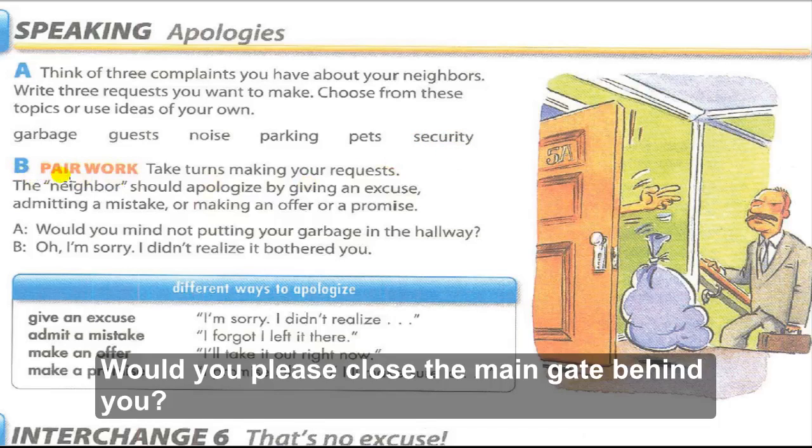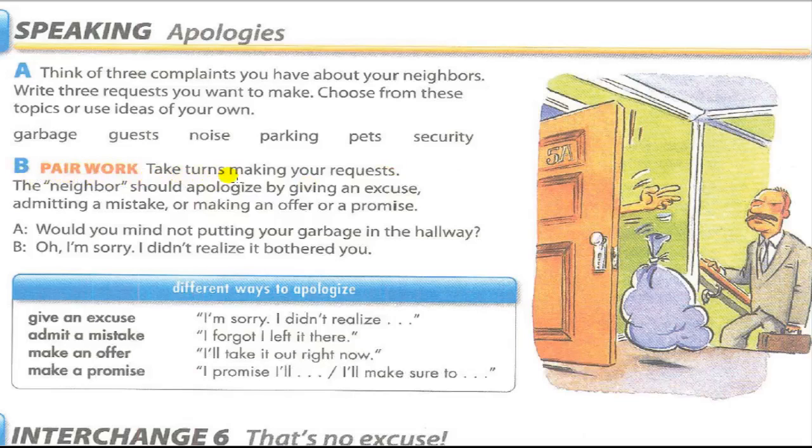B. Pair work. Take turns making your requests. The neighbor should apologize by giving an excuse. So the neighbor will say, I'm sorry, and he or she is going to give an excuse, admit a mistake, or make an offer or promise. Example, A and B. A: Would you mind not pouring your garbage in the hallway? B: Oh, I'm sorry, I didn't realize it bothered you.